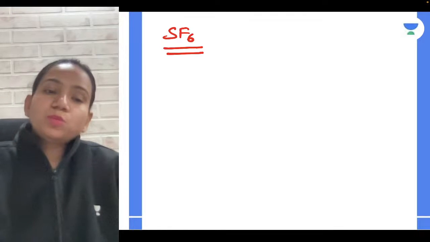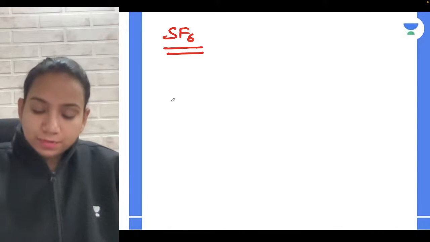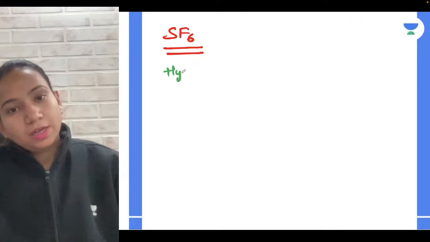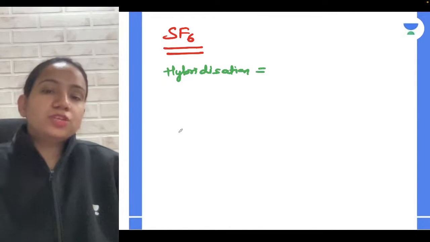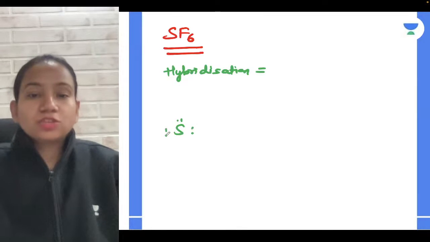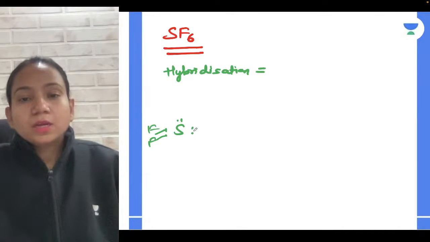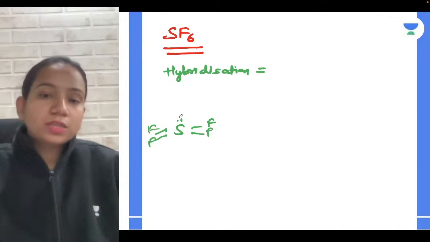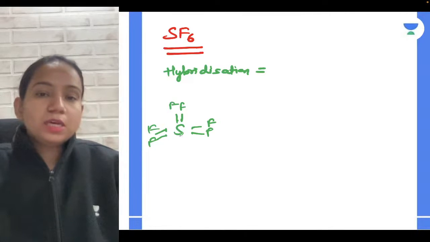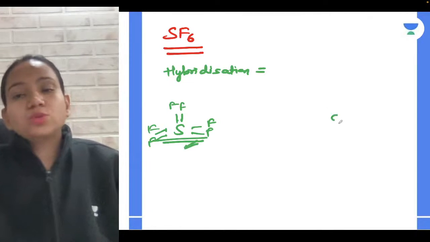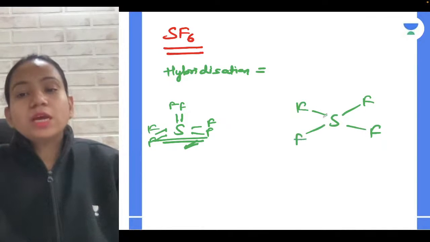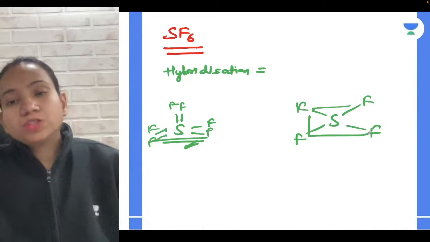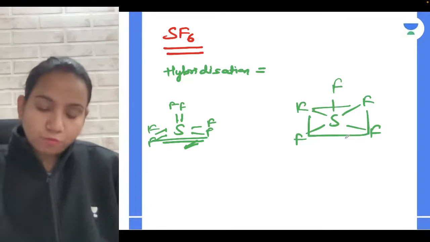So SF6, what will be the hybridization? Everyone should tell. Very good. Akshay, what will it be? I can relate that sulfur contains 6 valence electrons. There are 6 fluorine only. There will be no lone pair. So I can just simply get to know with the dummy diagram, right? So 6 steric number, so it will acquire octahedral geometry, and obviously it will have sp3d2 hybridization. Very good.